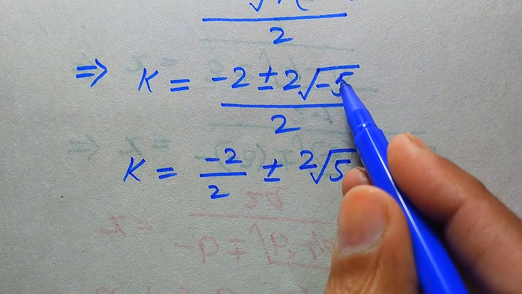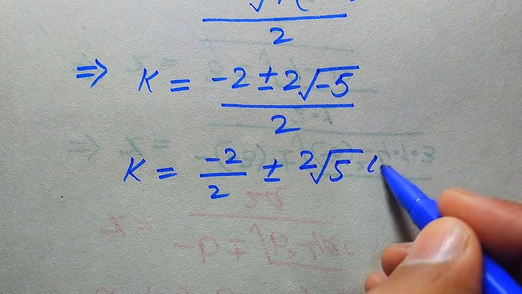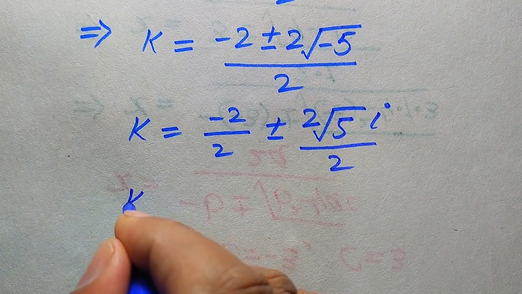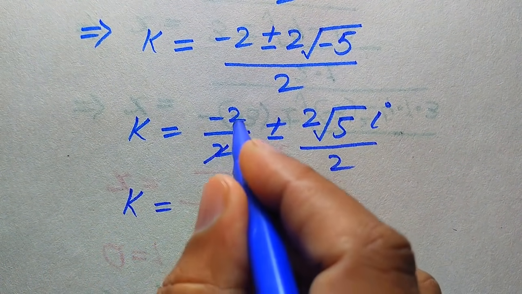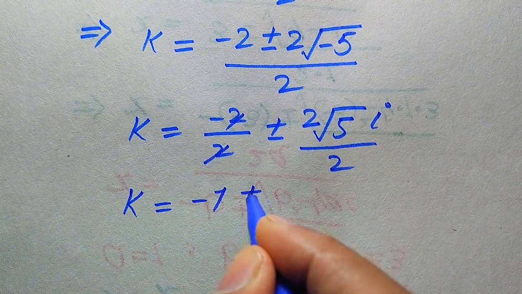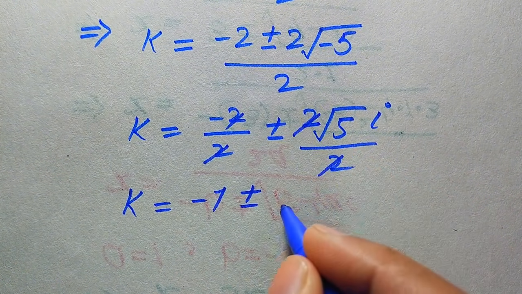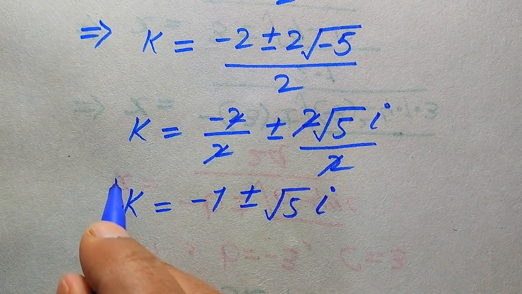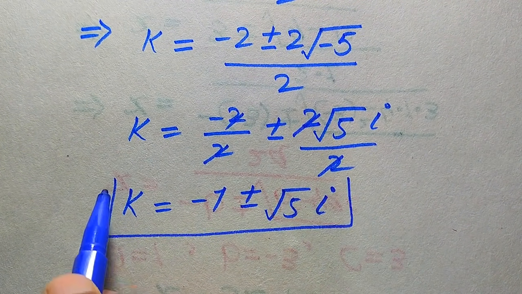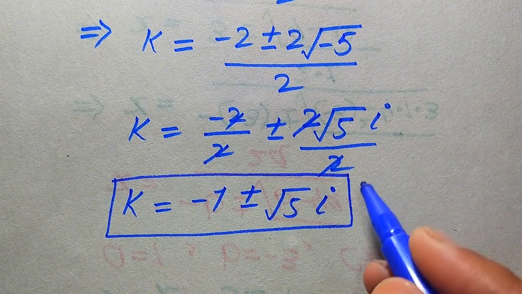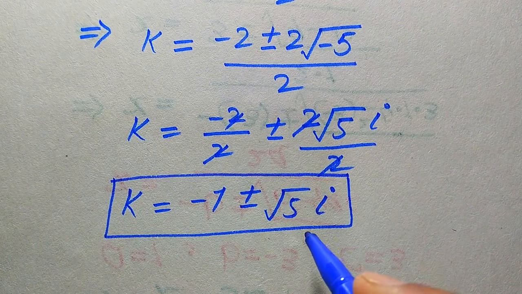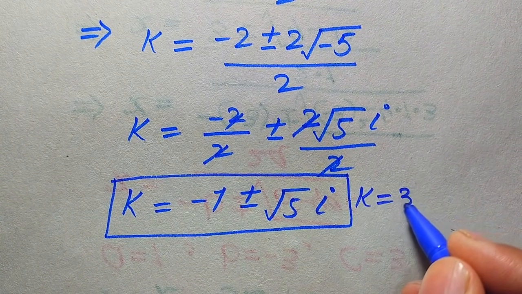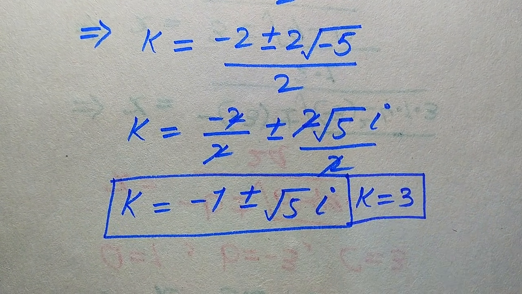We know that when a negative sign appears inside the square root, it becomes iota, and it is divided by 2. And now further in the next step, we have k equals, this 2 and 2 are gone, and we get here minus 1 plus minus, this 2 and this 2 are also gone, and we get here square root of 5 into iota. These are the other two complex roots of the given equation. And finally we have three roots of the given equation, in which these two roots are complex roots, and k equals 3 is the one real root of the given equation.